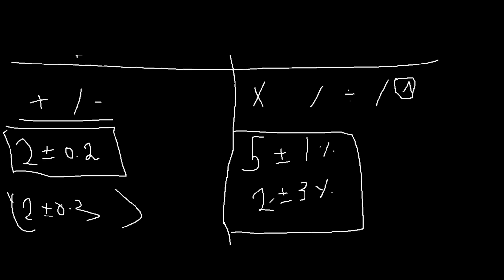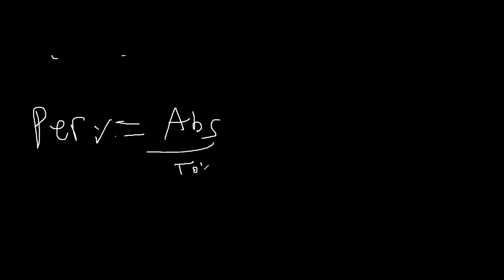Now it's very easy to calculate or transition between the two. So the formula is that percentage uncertainty is equal to absolute uncertainty over total times 100%. So, for example, let's try to convert. Let's say it's 5 plus or minus 2 and 3 plus or minus 10%.